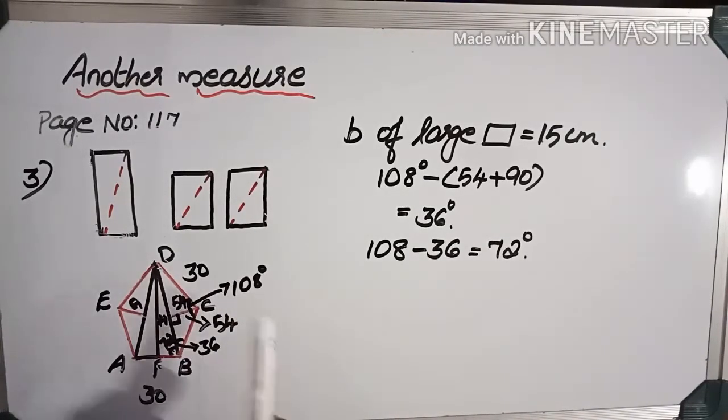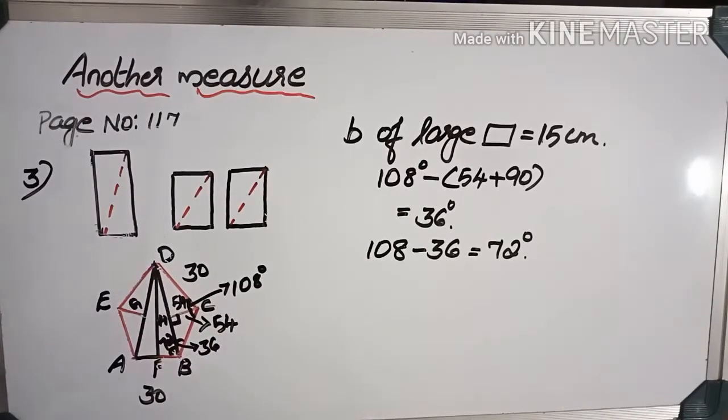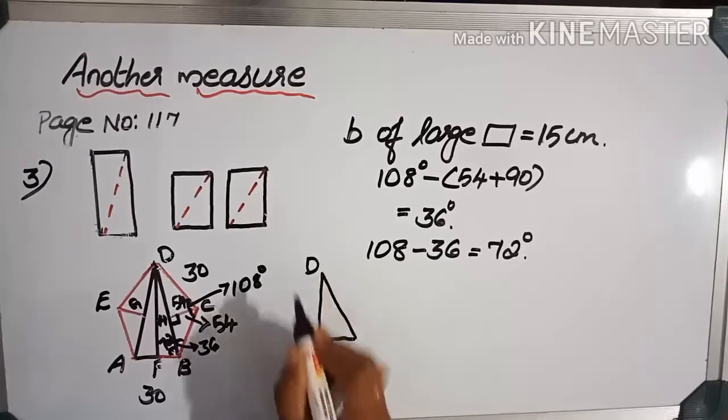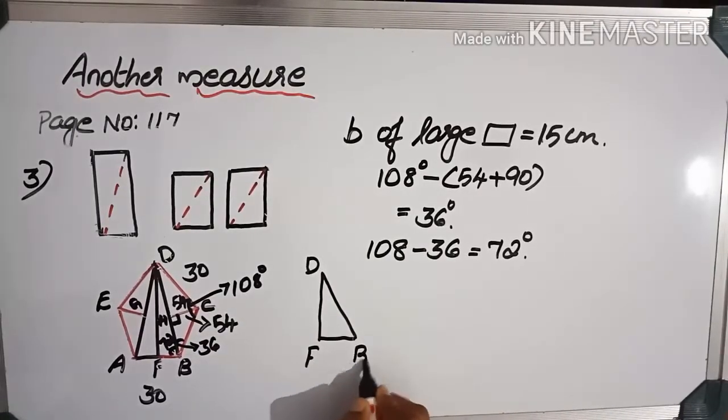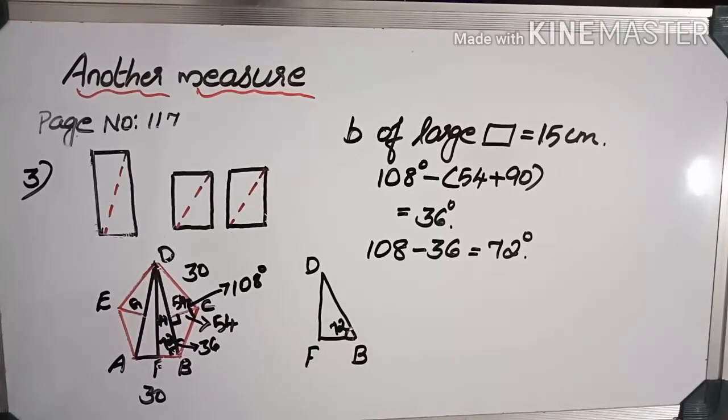So we got all the angles here. Now we have to consider the triangle DFB. 72 degrees here, base 15 centimeter also here. I will draw that portion only. DFB: here this angle is 72, this is 15.